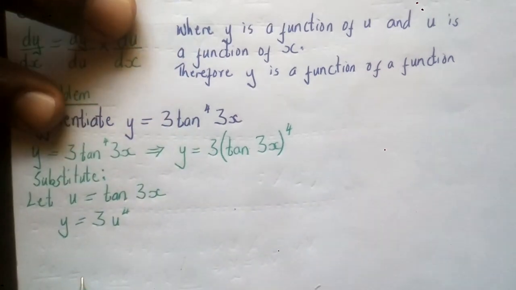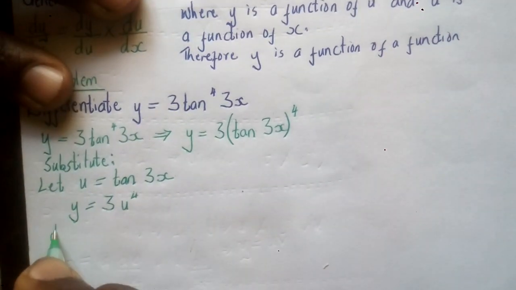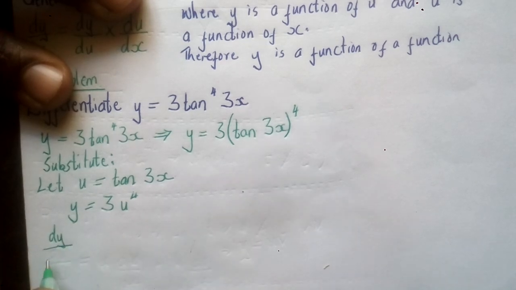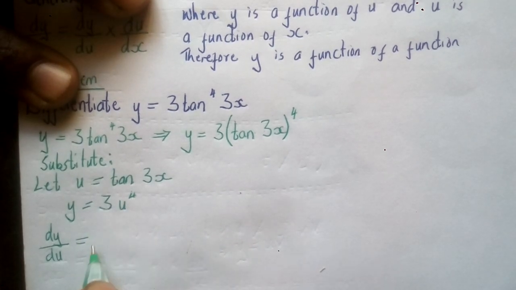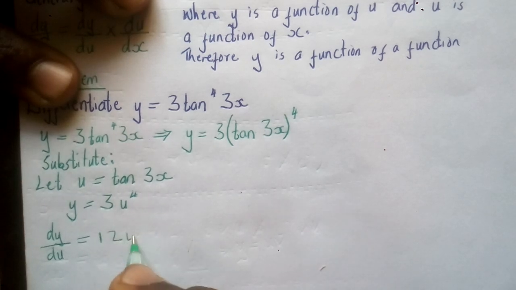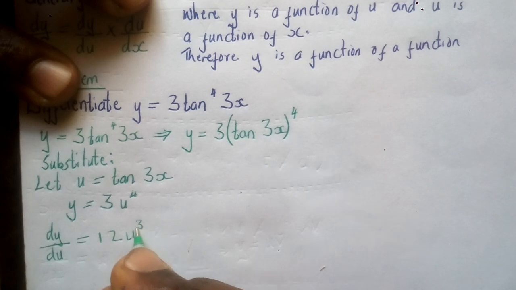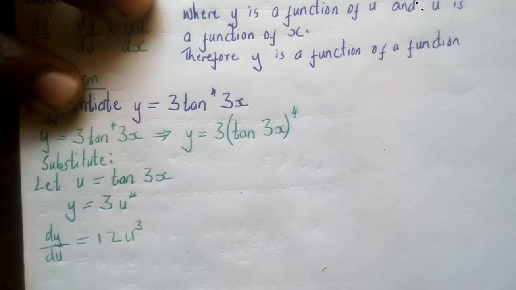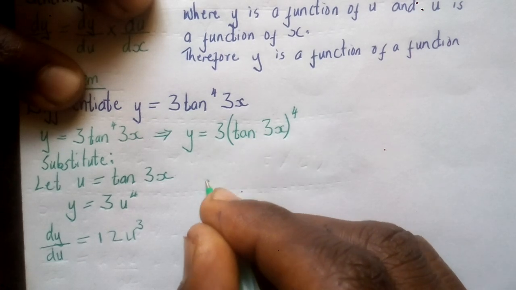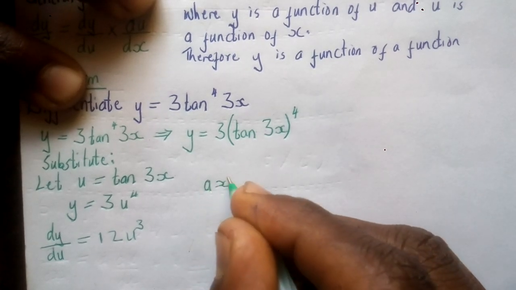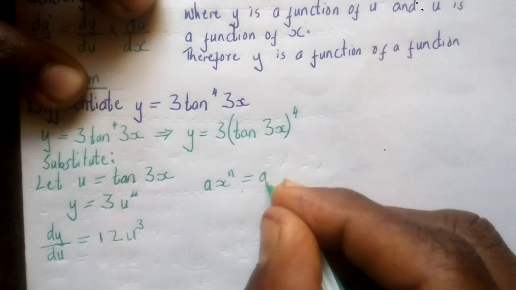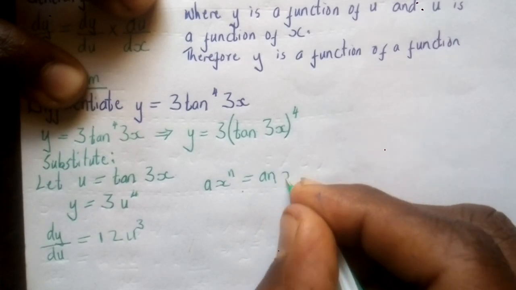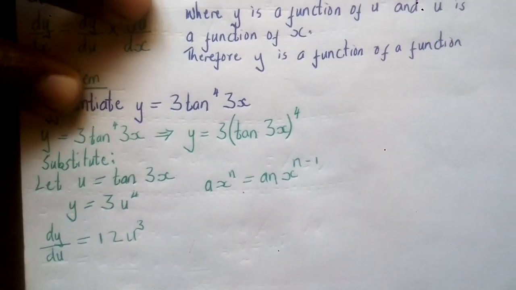So let's move. Let us differentiate y with respect to u. You'll come here and say 4 times 3, you'll get 12, u power 4 minus 1, you'll get u cubed. Remember the general formula that the derivative of a x power n is equal to a times n times x power n minus 1. That is the general formula.